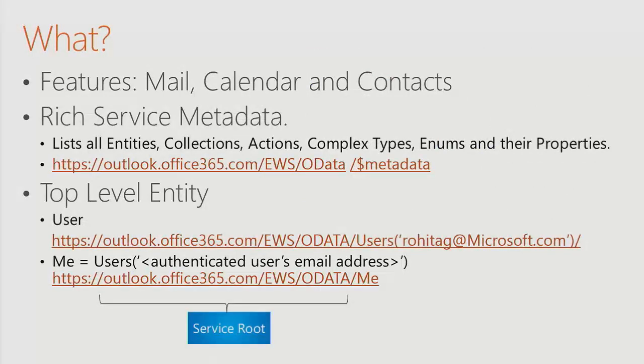So once you have the service metadata, you can go to the service root, which is OutlookOffice365.com, and from EWS OData, if you see down below, you can do two things. You can either jump into the metadata, which we saw earlier, and explore the API and understand what are the different services offered, or you can go to the top-level entity, which is user. So there are two ways to access user. One, using the collection, you can give the SMTP address and say, OK, I want to look at users of Rohit at Microsoft.com. Or we have a simple singleton, which is an alias, which basically represents the authenticated user. So you can use me. That's equal to users of Rohit at Microsoft.com.